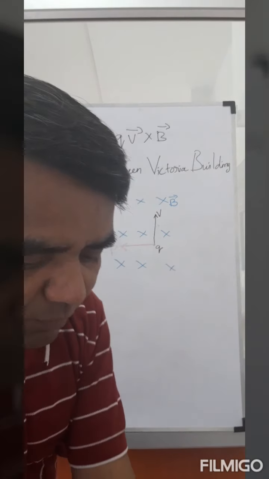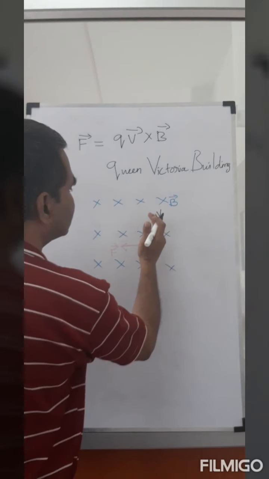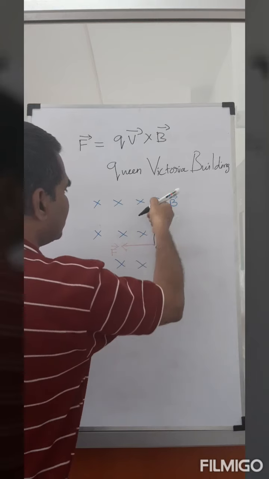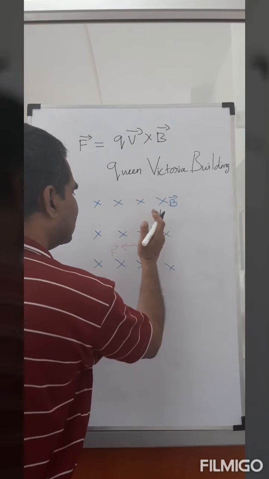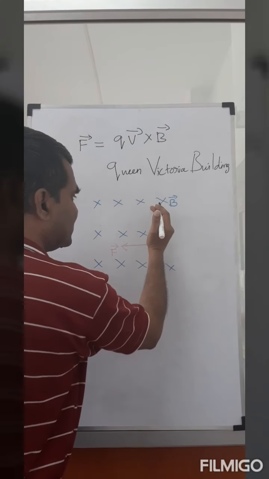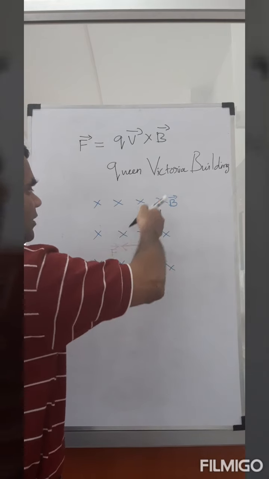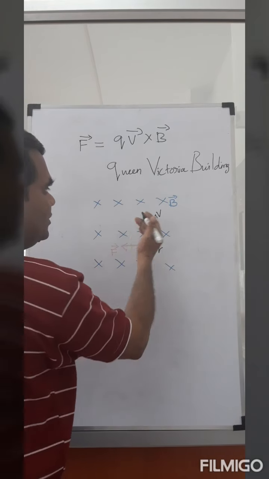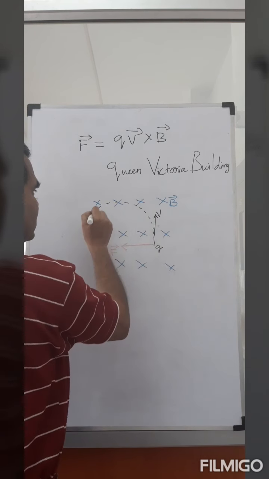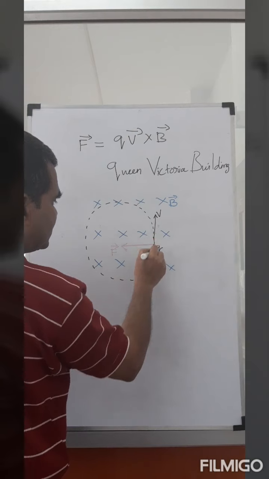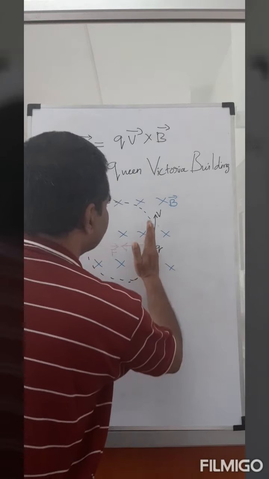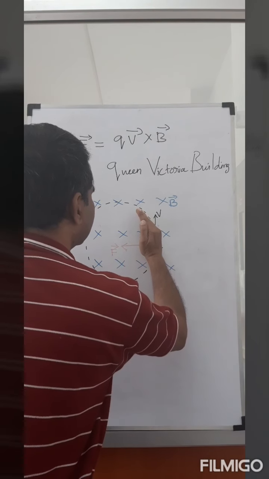As the charge moves like this, the force changes its direction because the velocity is changing. Because the force is acting on it, the velocity is changing. Since the velocity is changing, the force also changes its direction, and finally it will make a circle around a center. Even though the charge enters this magnetic field vertically, because of this force, it will bend.